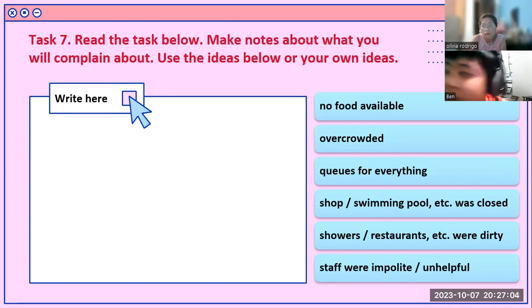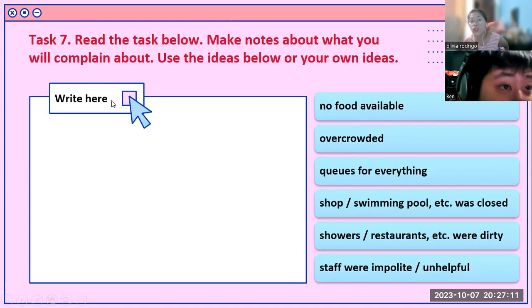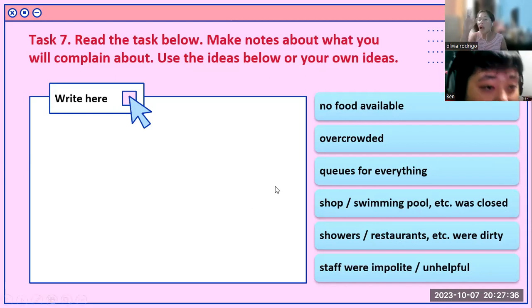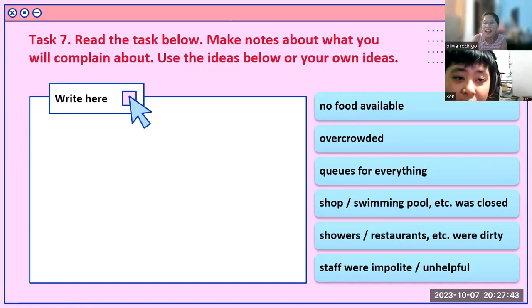Why I don't understand yet. Oh, example, Ben, listen. No food available. So you will say, make notes about what you will complain about: no food available. So for example, you will use this subjunctive. I suggest there will be enough food for everyone because I might get hungry. Okay, the food is not good, like that. You use subjunctive: I suggest and I request. Choose one or any, like all. It is up to you, Ben. Just use one. It could be suggest or request. Okay? Do not make it hard, just easy for you.